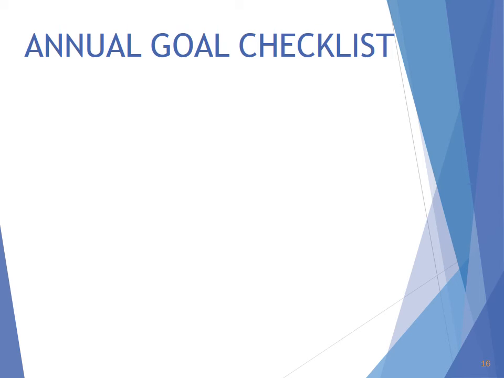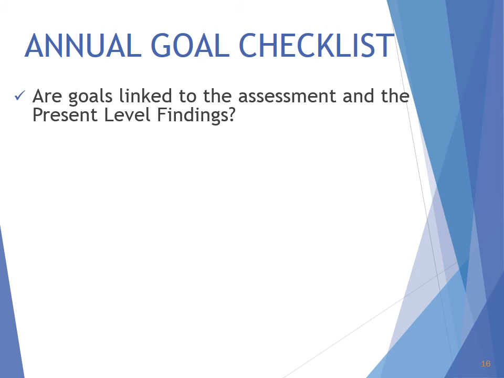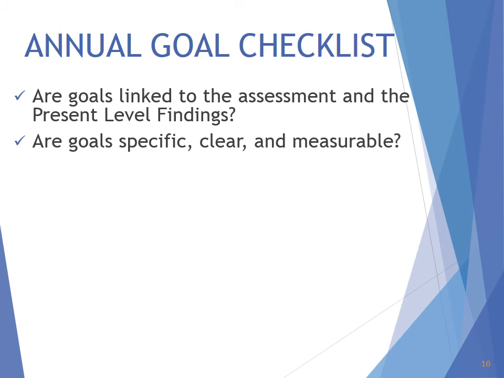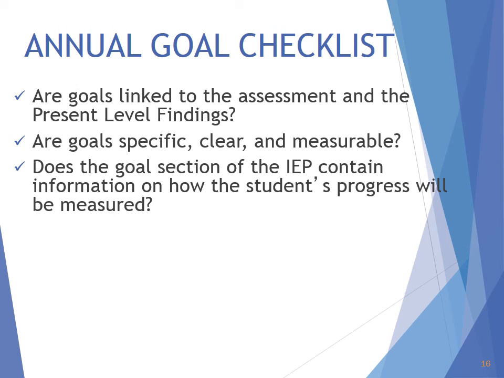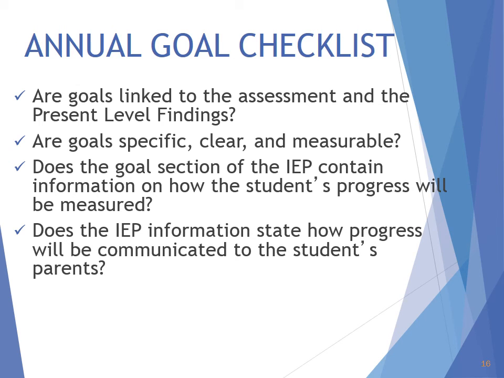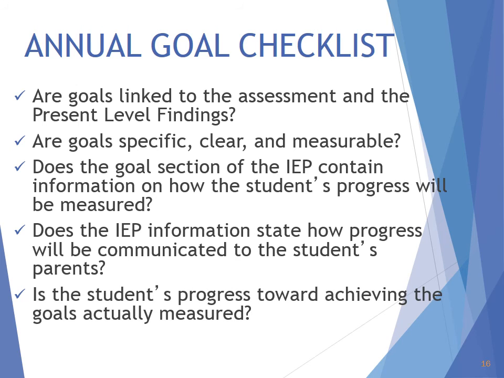Check all annual goals for compliance by asking these questions or using this as a checklist. Are the goals linked to the assessment and the present level findings? Are the goals specific, clear, and measurable? Does the goals section of the IEP contain information on how the student's progress will be measured? Does the IEP information state how progress will be communicated to the student's parents? Is the student's progress towards achieving the goals actually measured?